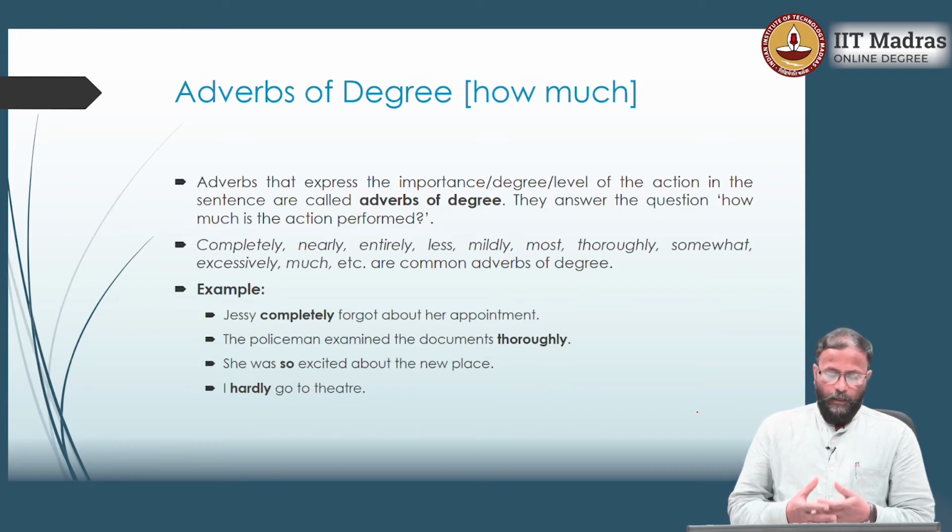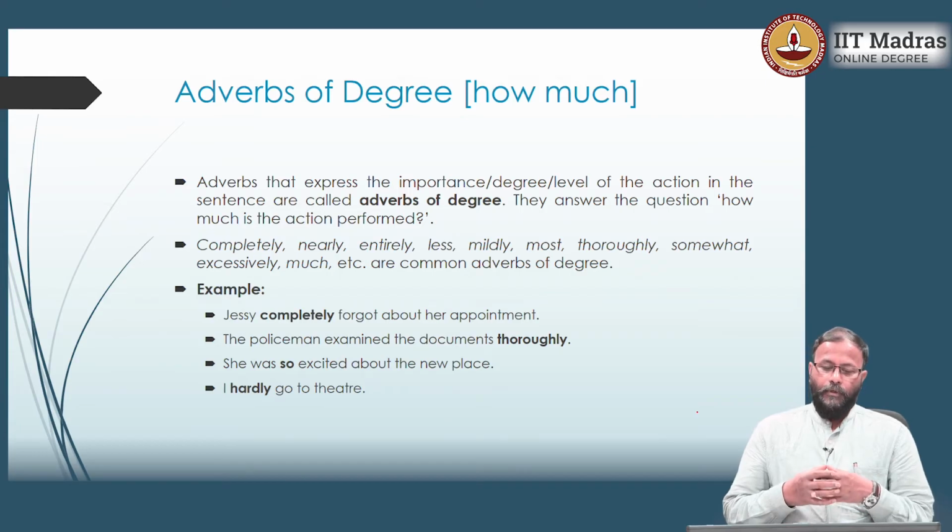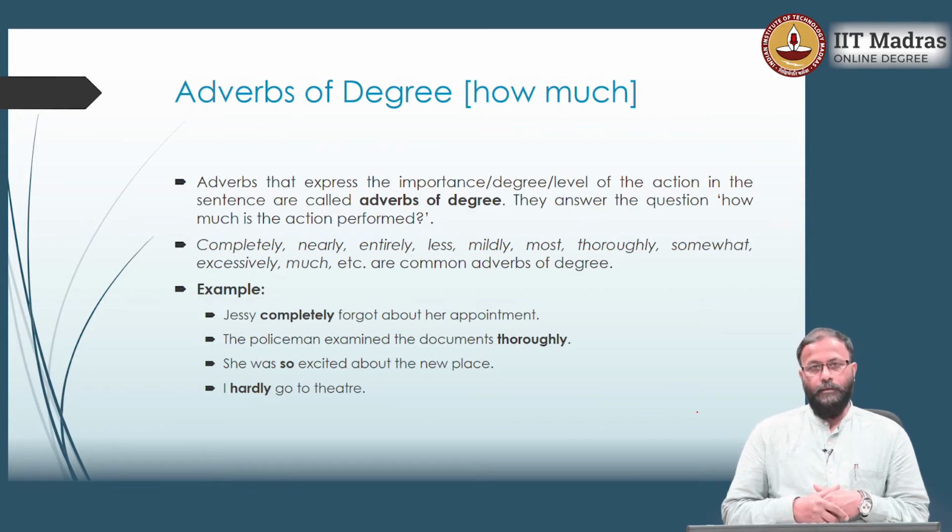I hardly go to theater. Hardly, as an adverb, indicates that I don't go to theater often. So the degree of my going to theater is indicated in this sentence. Adverbs of degree tell us how much, how often. We have to distinguish this ly, like completely, that we talked about in adverbs of manner, but here the same ending, thoroughly, completely, are adverbs of degree.